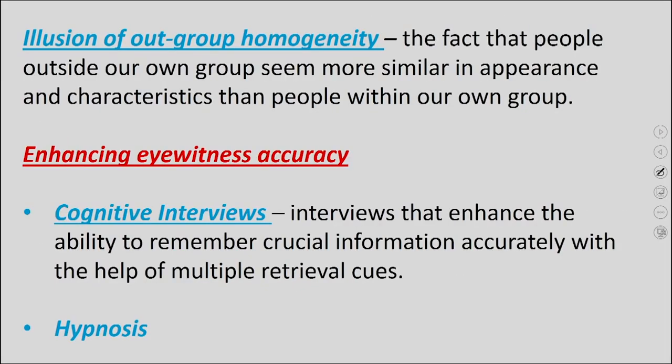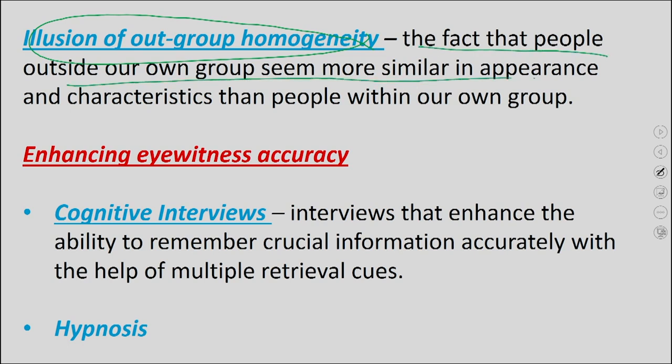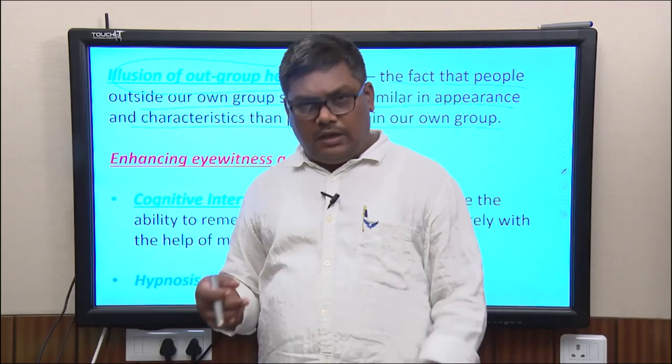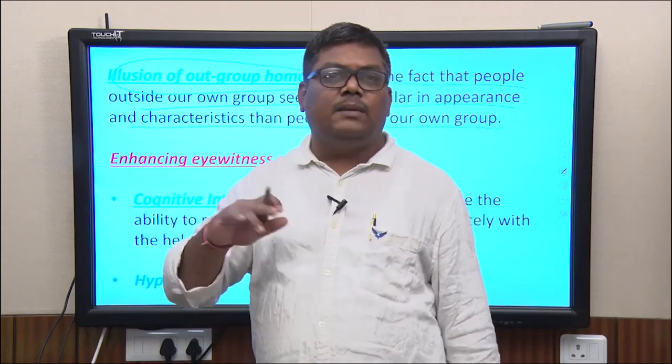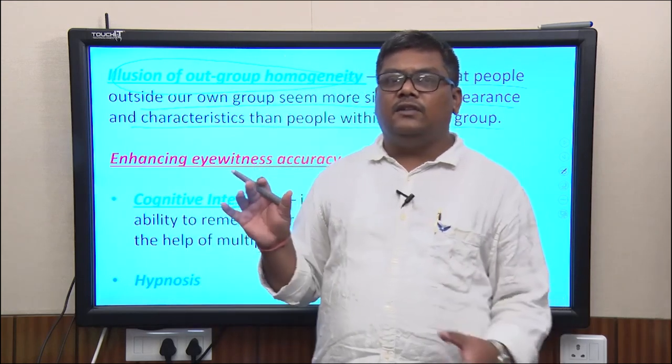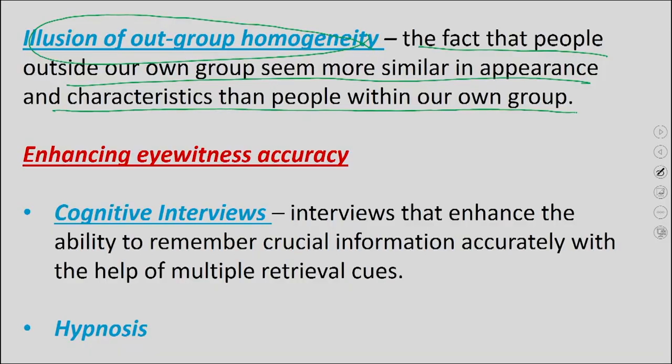Illusion of outgroup homogeneity. Another kind of memory distortion comes from the illusion of outgroup homogeneity. What is it? The fact that people outside our own group seem more similar in appearance and characteristics than people within our own group. So, for example, whites like to believe that all whites are good, and blacks like to believe that all blacks are bad. Or if you are traveling in New York and you see a black person, immediately the idea that he is a thief comes to your mind, and that kind of a construction or plausibility is there.